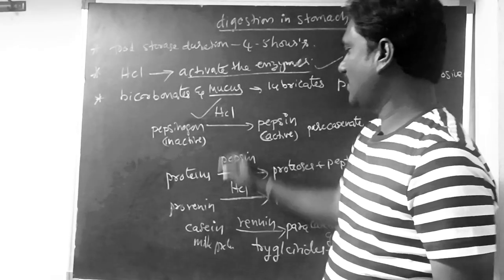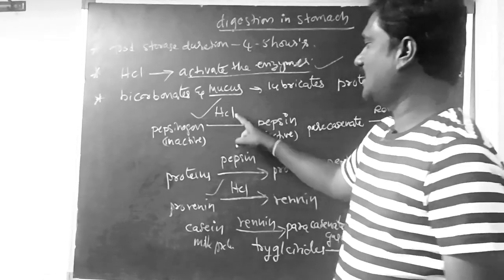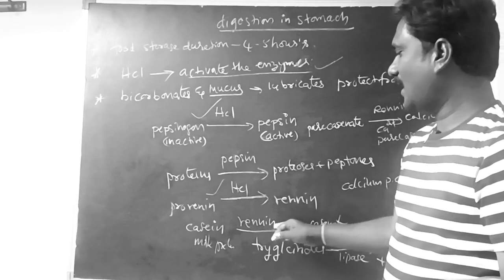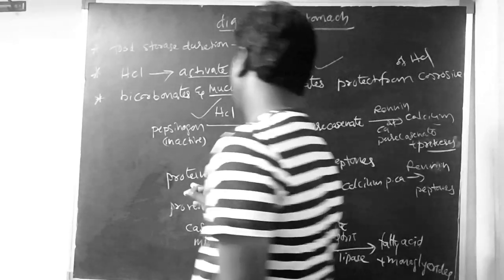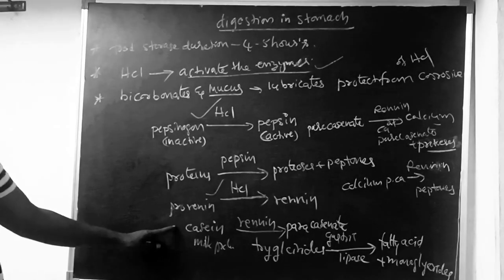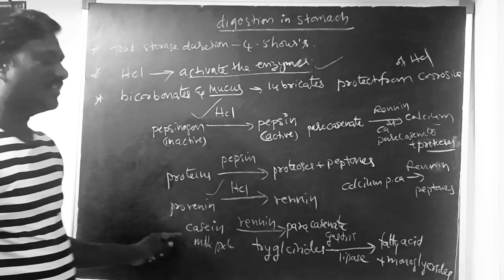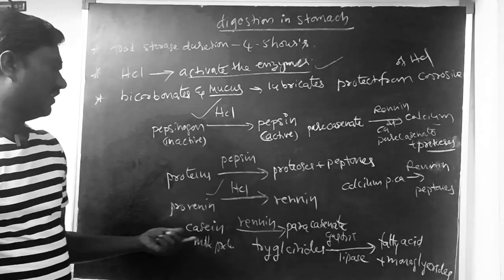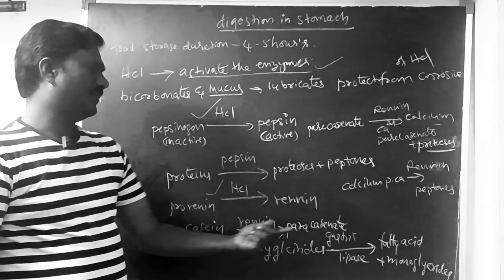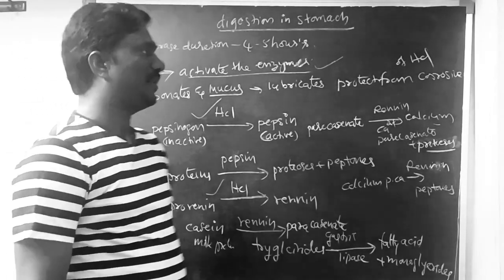The pepsinogen and prorenin are the inactive forms. Due to the acidic nature of the HCl, they turn into active forms. Again they act on the proteins and convert them into proteases and peptones. Next is milk. This is in the baby, not in the adult. Depending upon the milk feeding, casein converts into paracasein, then calcium paracasein, and lastly peptones.